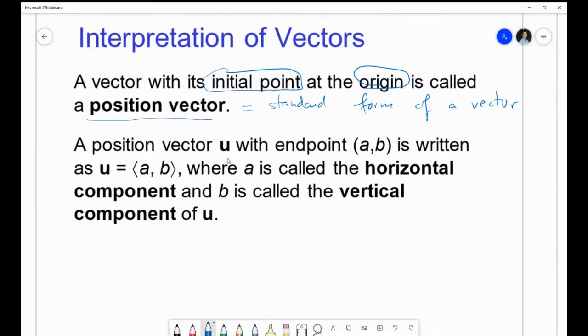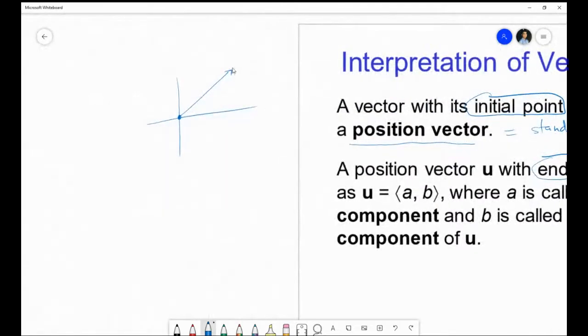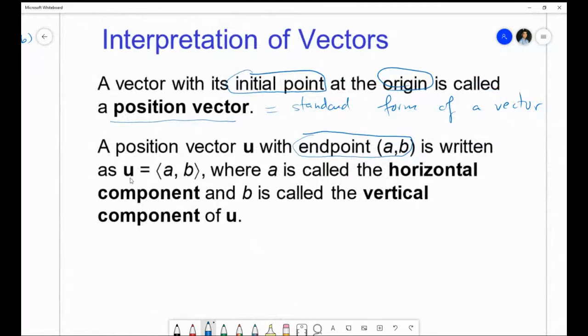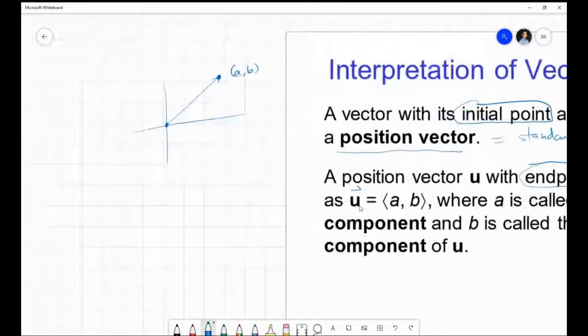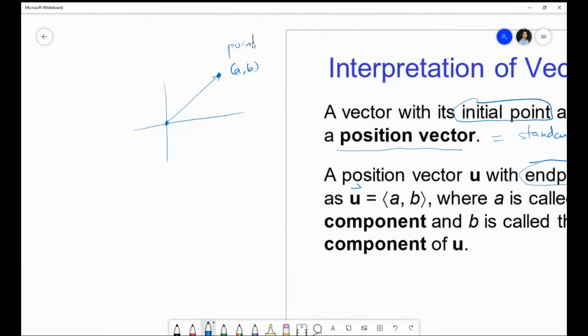All right, so a position vector u with endpoint AB. So the endpoint AB tells us where it is pointing and also tells us the magnitude. So this point right here is point AB. Also, we can use the component form in order to write the vector. Okay, so for example, here this is point AB, but if I want to write u as a vector, I'm going to use this component form, and we use these angle brackets here in order to determine what is the location in standard form or in position form of the vector.